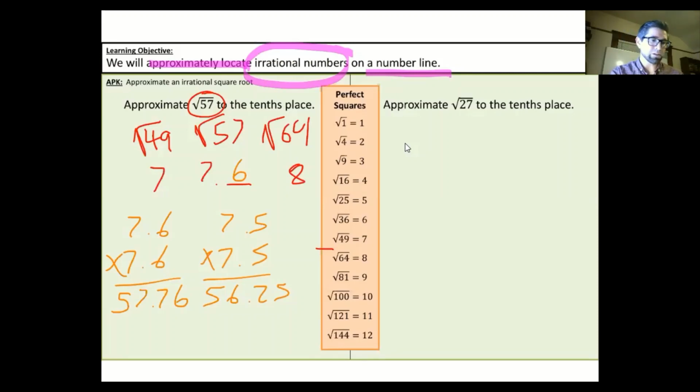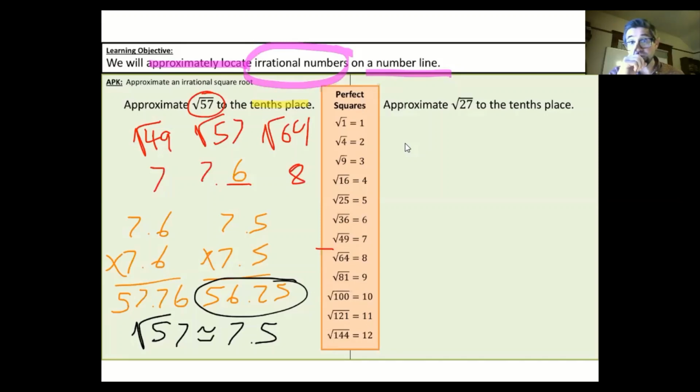Now, those are both very close together, so my approximation is really going to be in the middle. But since I only need to go to the tenth place, I'm going to see which one of these two is closer, and I can see that 7.6 gives me 57.76. That is just slightly, 1/100th, farther away than 7.5 squared, which is 56.25. So my approximation for the square root of 57 is approximately equal to 7.5.